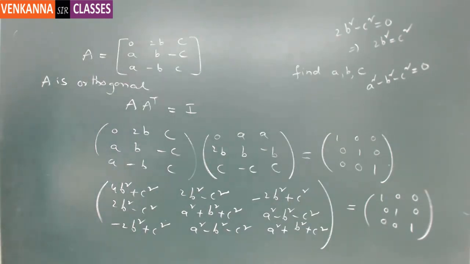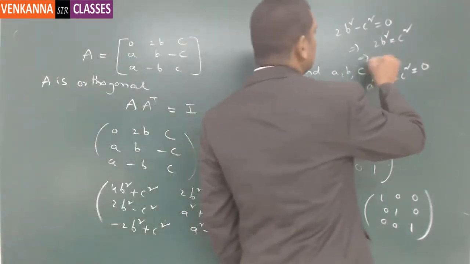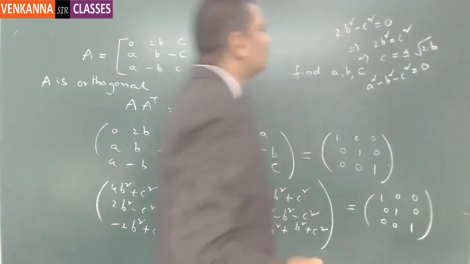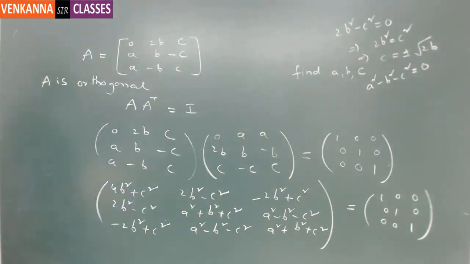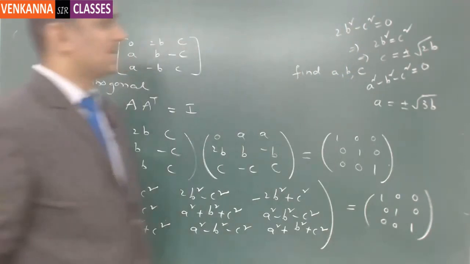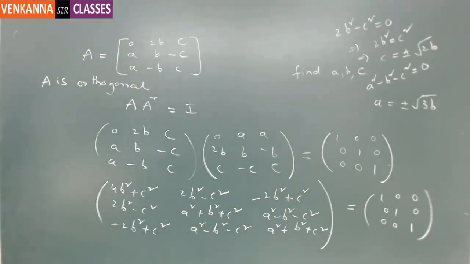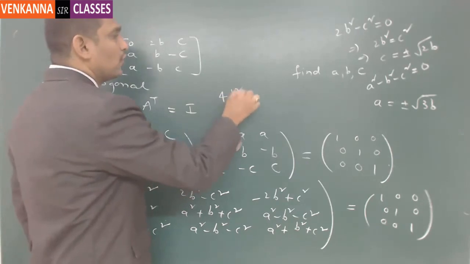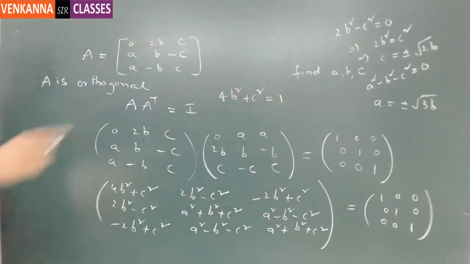Now you are going to simplify this. From this portion you can say that c is equal to plus or minus root 2 b, and if you substitute the value of c in the second one, you are going to get the value of a. Do you accept? Substituting the values of c and b in the second one, you will get a is equal to plus or minus root 3 b. And finally you will get the values of b. If you equate these values to the diagonal equation, that is 4b square plus c square is equal to 1, you will get the respective values of the others.